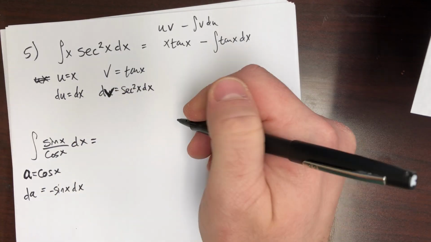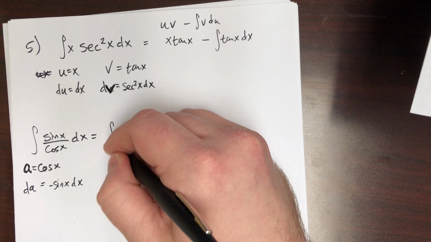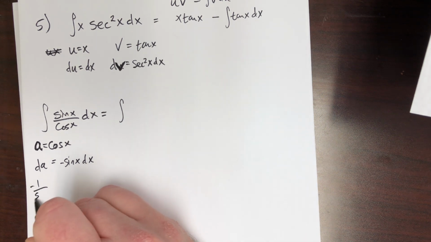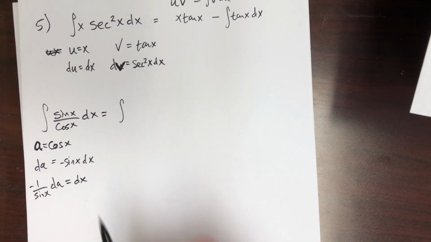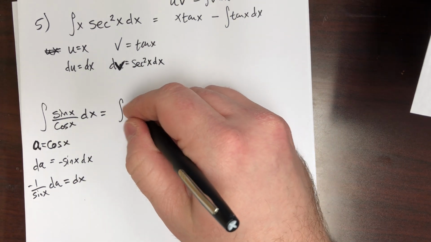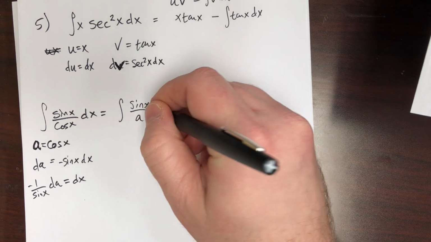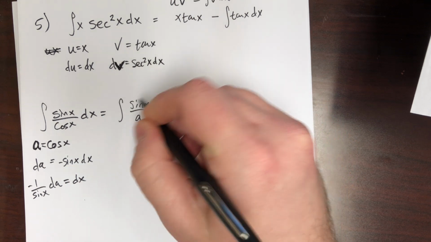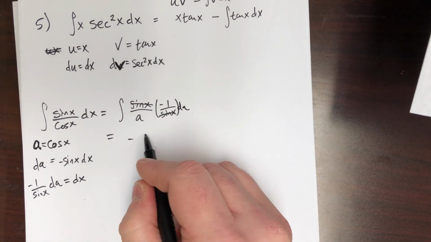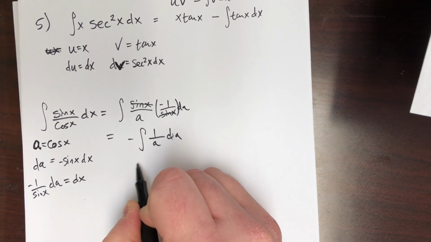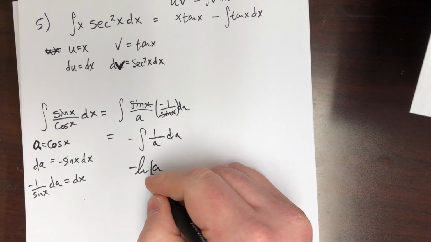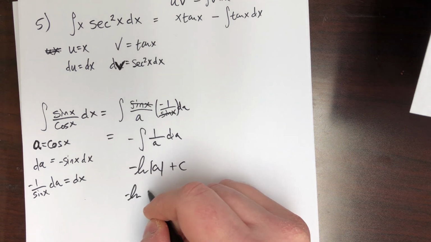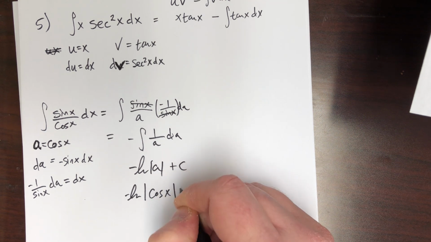So if I go and I solve this, or sorry, substitute here, we will have, oh, no, I'm supposed to solve this for dx, right? So negative 1 over sine x dA is equal to dx. So now I've got my sine x still there over a times negative 1 over sine x dA. So sines cancel, and we're left with negative 1 over a dA. So that's going to be negative ln a, don't forget the absolute value bars, Canfield, plus c. And so we'll drop a back in as negative ln absolute value cosine x.